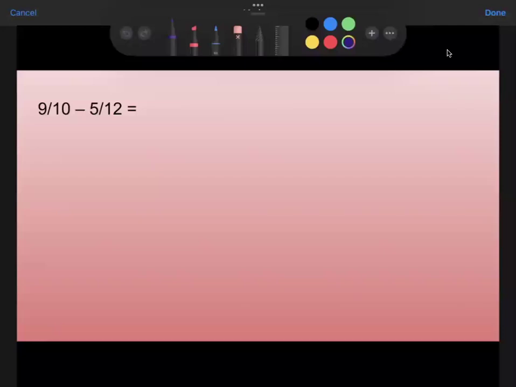Okay, here is the next one. This one is 9 over 10 minus 5 over 12. So I'm going to rewrite those fractions again. 9 over 10 minus 5 over 12. So again, they don't have the same denominator. One has 10 and one has 12.